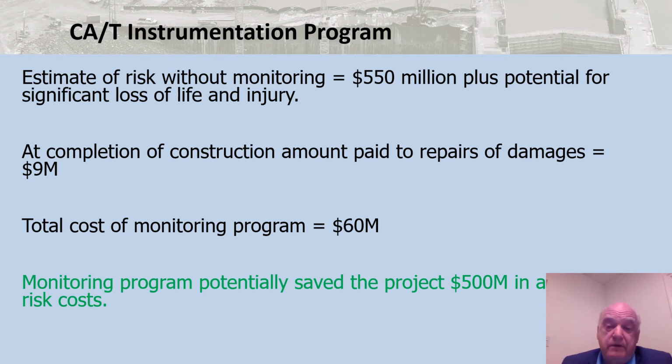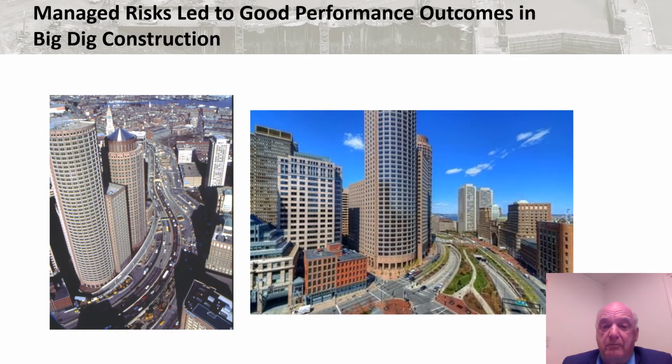So it potentially saved $500 million in project risk costs. And this was documented and reviewed with key project members. So I think that is a rough range of what the benefit might have been. You might argue it might have been 400 million, but it's a very significant number compared to the cost of the monitoring program, which was at that time the biggest ever undertaken in the United States.